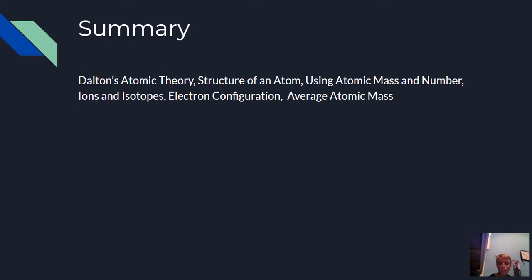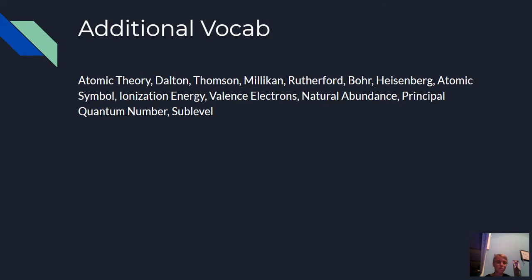Electron configuration gives us the ability to try and pinpoint where an atom's electrons hang out. Lastly, while finding different isotopes within atoms, we can use the abundance of those isotopes to find an atom's average mass. So, some additional vocab that might be useful.